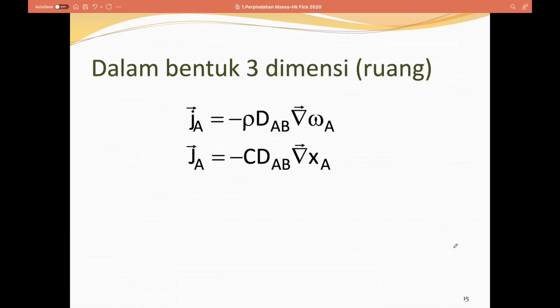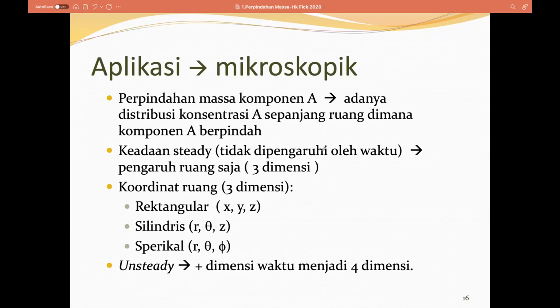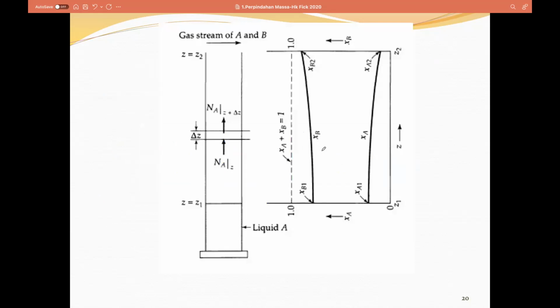This is the JA in three dimensions, dimensi ruang, with three directions. Maybe before we continue to the example, I'll tell you some example here. Later on, I'm just going to explain the phenomena. You can have a think, and then on Friday we'll continue with some explanation. For example, here I have maybe a tabung reaksi, a tube, and then I have a liquid. The liquid is kept at Z equal to Z1 at any time.